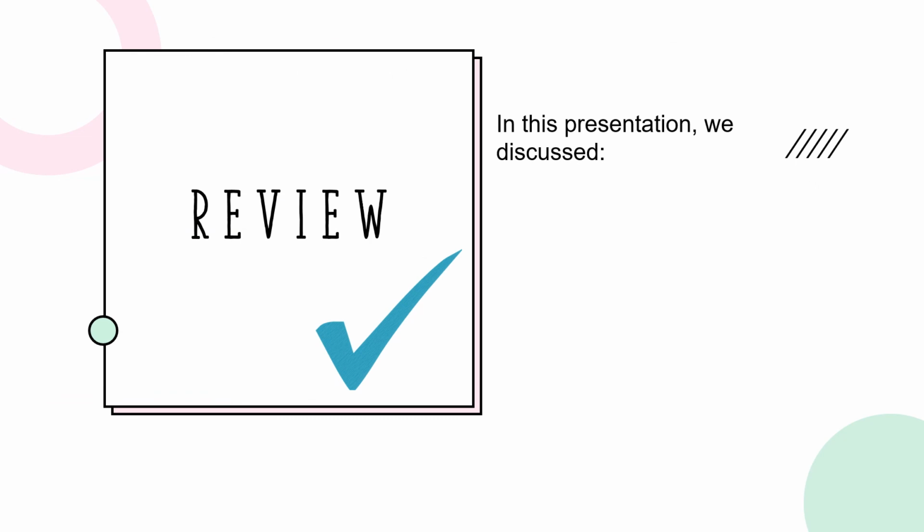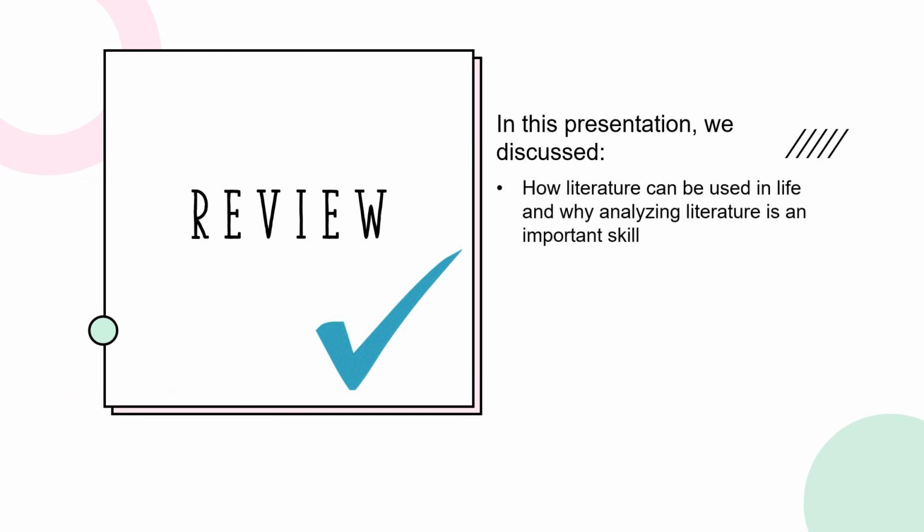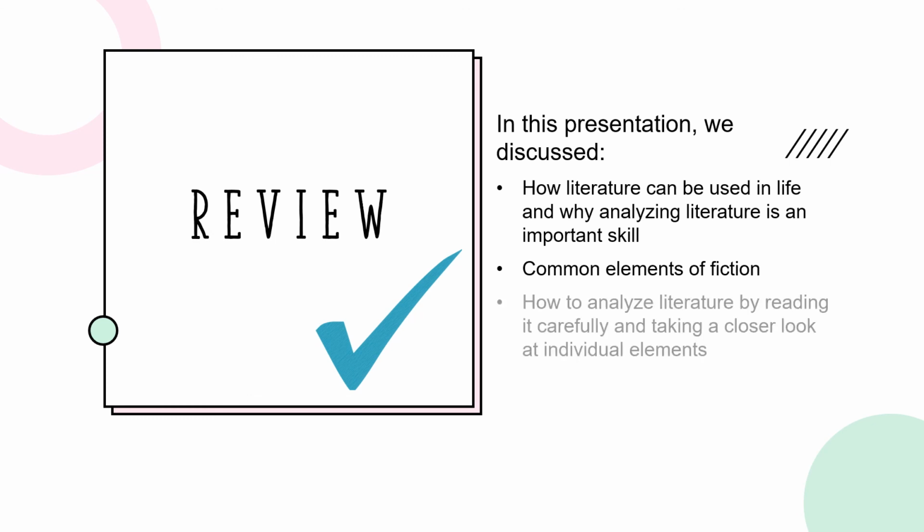Let's review. In this presentation, we discussed how literature can be used in life and why analyzing literature is an important skill, common elements of fiction, how to analyze literature by reading it carefully and taking a closer look at individual elements, and how to write a literary analysis.